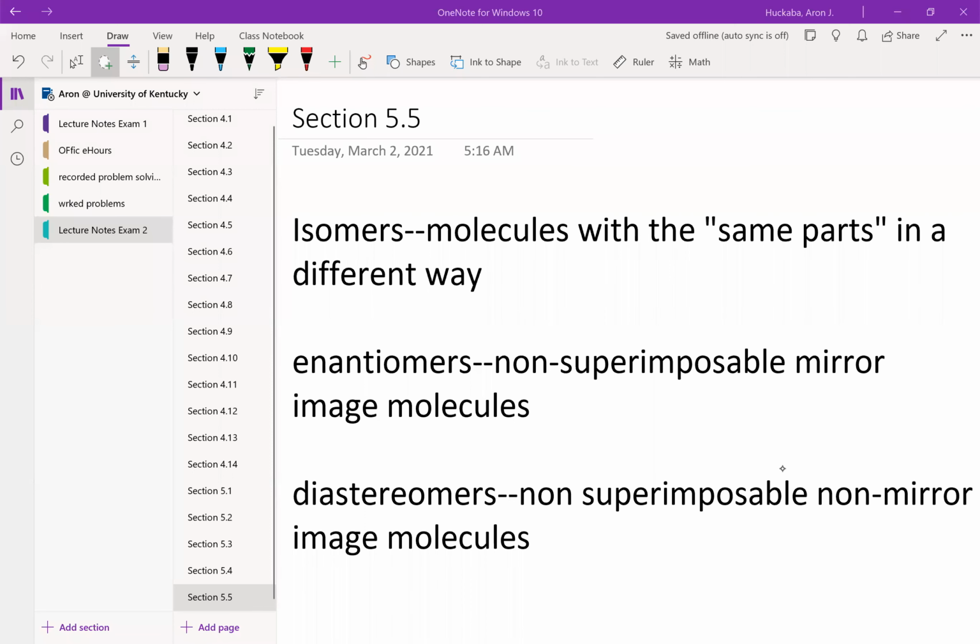Hello and welcome to section 5.5. We're going to talk a little bit about the difference between enantiomers and diastereomers and how to detect a diastereomer.